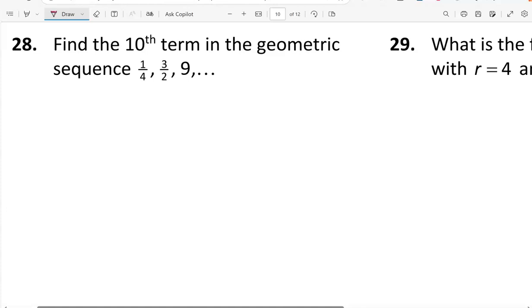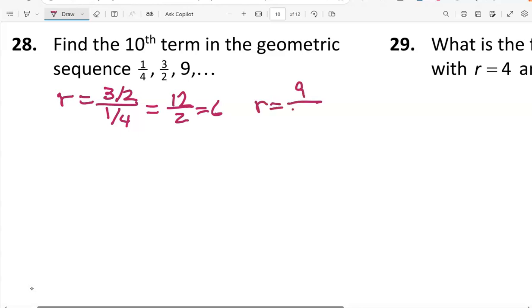In 28, we're finding the 10th term in the geometric sequence given with the first three terms 1/4, 3/2, and 9. So it might be to our benefit to try to figure out what R is first. So R is the ratio of one term divided by its previous term. 3/2 divided by 1/4 is 12 divided by 2, which is 6. And we can verify that with the third term divided by the second term. 9 divided by 3/2 is 18/3, which is also 6, right? So we do have a common ratio.